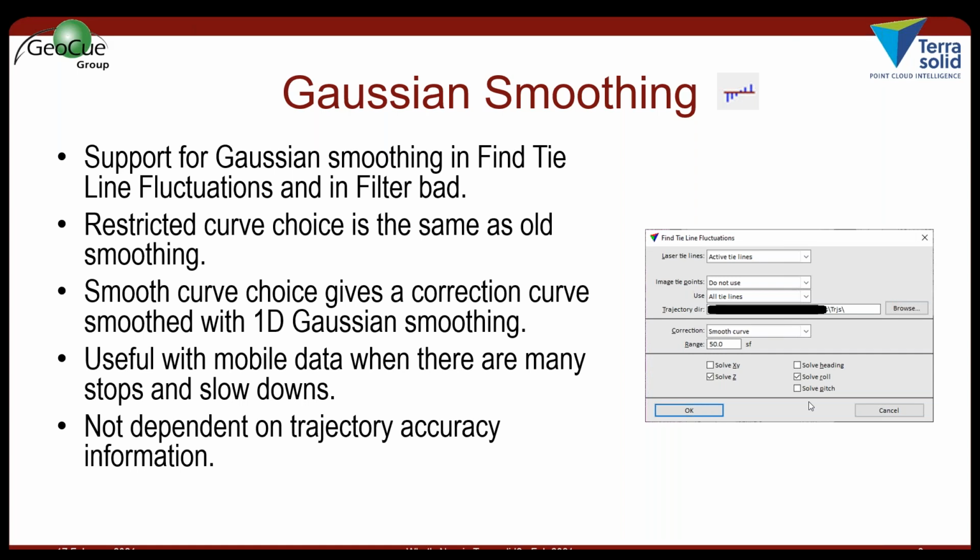And that's the one that anybody that's been using the fine tie line fluctuations tool has been used to. That's what's been in there for a while. Then this new option was added, which is why the old one was renamed a little bit. It's called a Smooth Curve, and that uses a 1D Gaussian smoothing. So it's very useful with data sets where the adjustment that you need to make is not really dependent on the trajectory accuracy information. This will occur if there's a lot of stops or slowdowns in the mobile data collection, then this can become a handy new option to utilize.